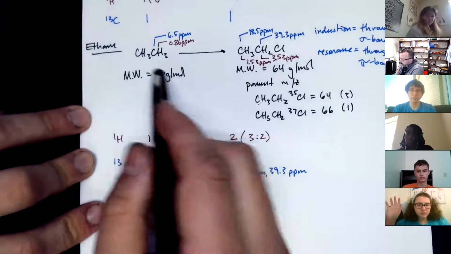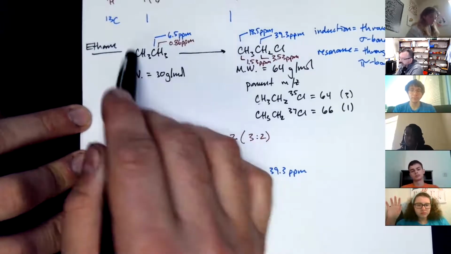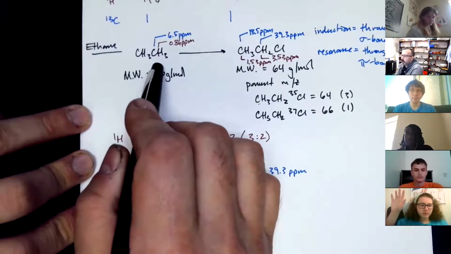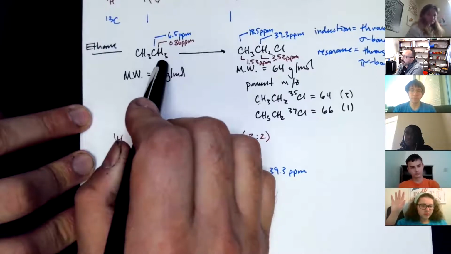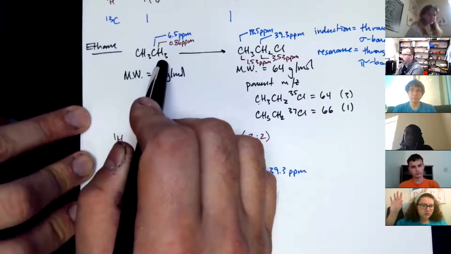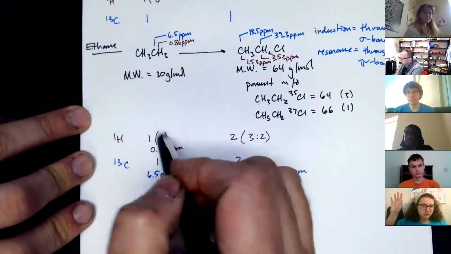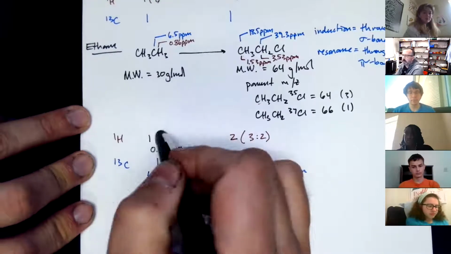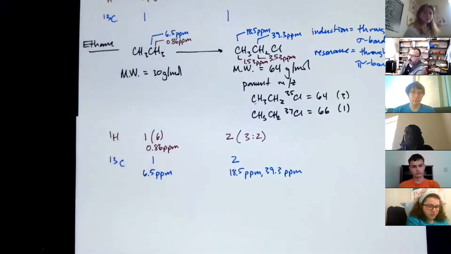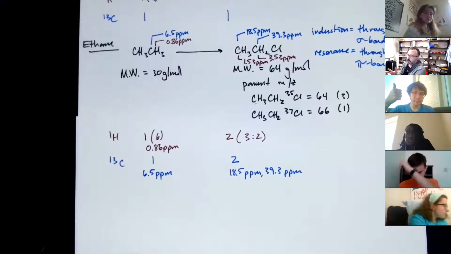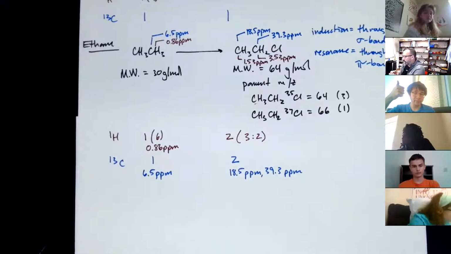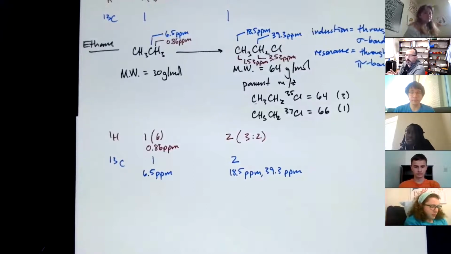So I talked about probability. There's 6 hydrogens here, right? The probability of substituting one of them is 100% because they're all the same, correct? Does everyone buy that? Aiden's showing the thumbs up.